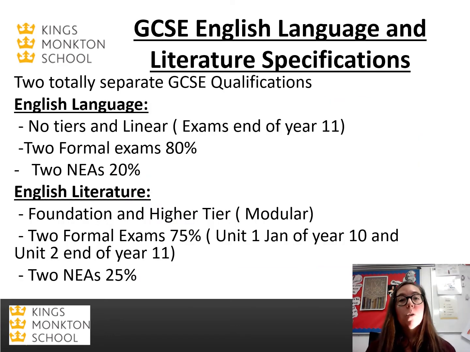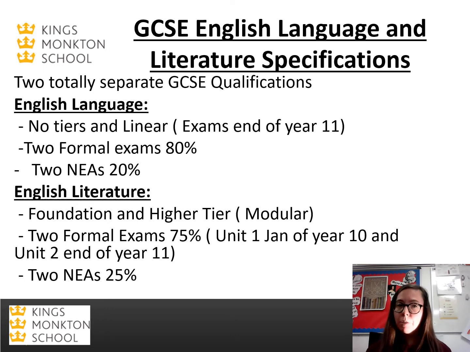First, I'm going to talk you through the GCSE English Language and the GCSE English Literature specification. Now, it's important to understand that they are two completely separate GCSE qualifications. So at the end of year 11, pupils will walk away with two qualifications for English. Now, we teach them side by side across the 2 years because both qualifications have very similar skills and work well being taught side by side.